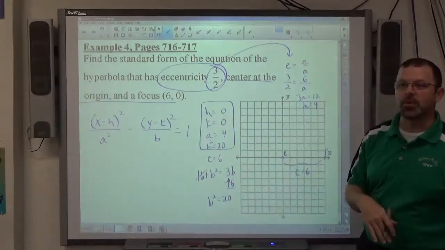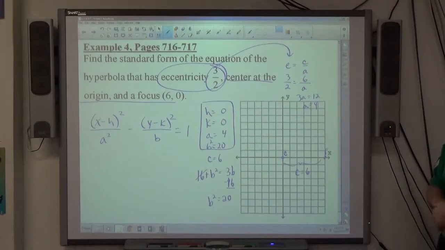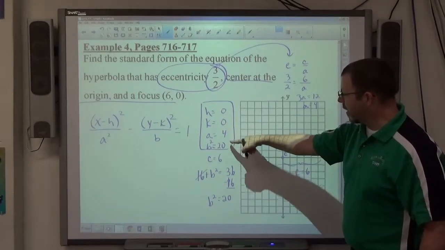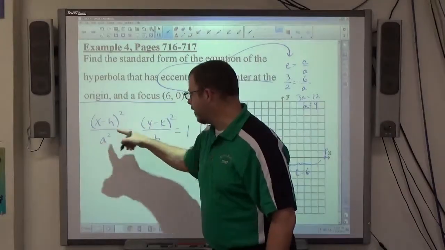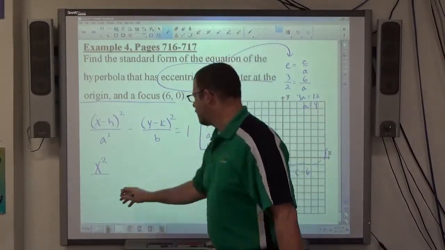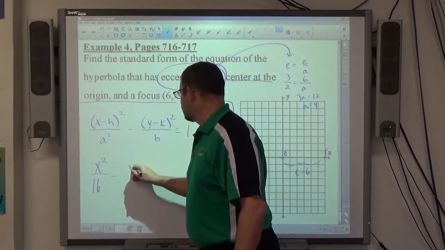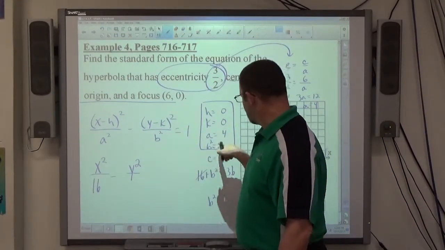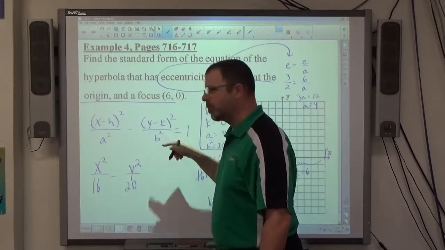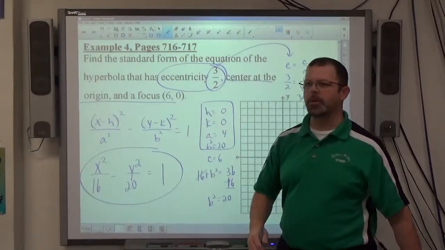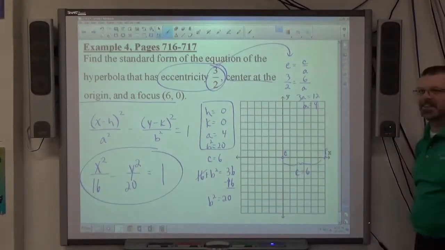I could take the square root of 20 if I felt like it, but I have to square it anyway in my answer, so leaving it as b squared is just fine. So h and k are known, a and b are both known, so I have everything I need. So x squared over a squared, 4 squared is 16, minus y squared over b squared, which is 20. Just realized I forgot to put my square on that, equals 1. Otherwise I'd come up with a new formula for hyperbolas that's not right, so don't listen to that.